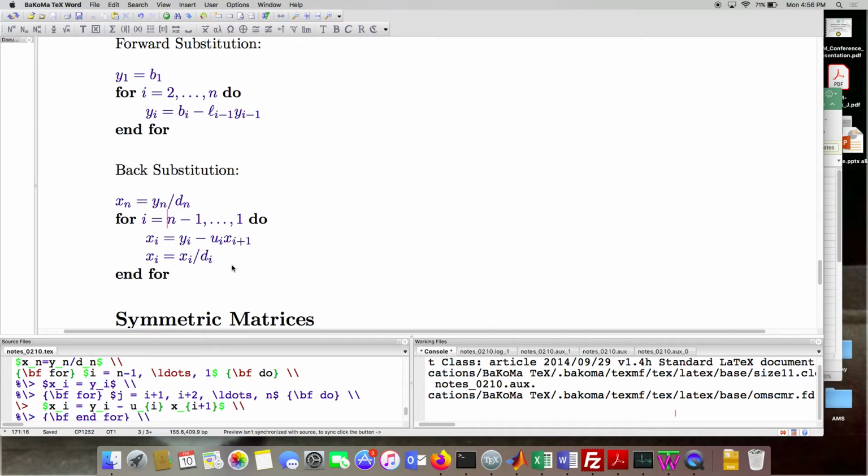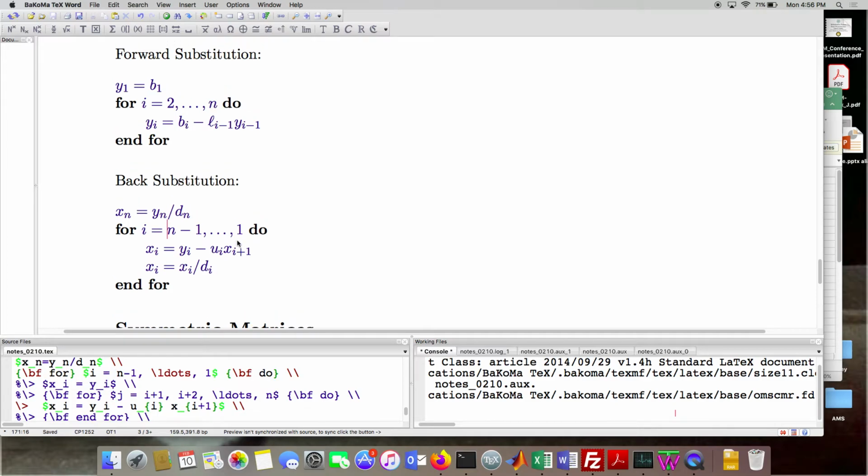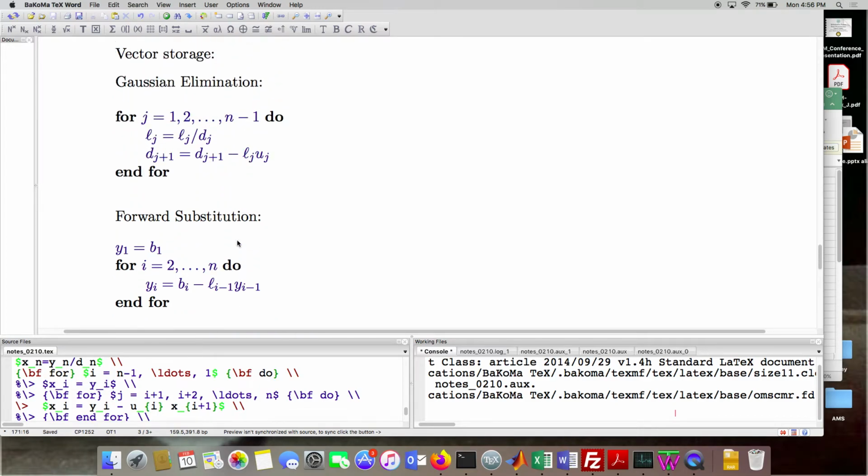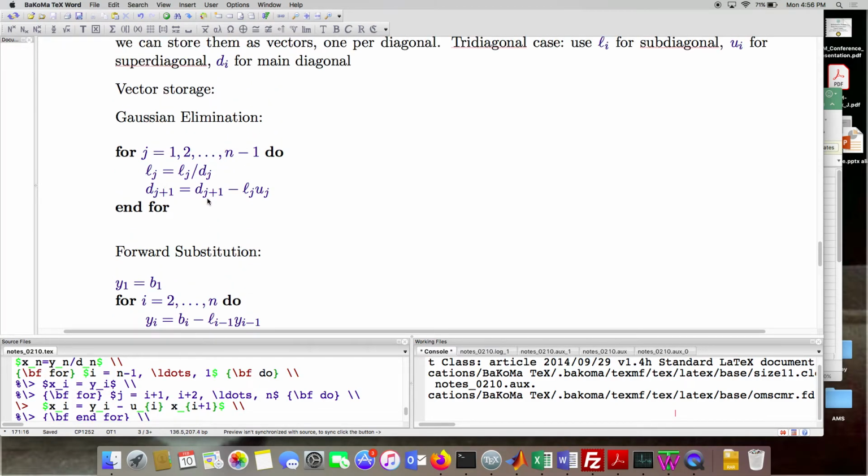So now the matrix is represented as these three vectors: one for the main diagonal, one for the super diagonal, one for the subdiagonal. So there's no need for two-dimensional array storage. Nowhere in any of these algorithms do we use two indices, just indexing into a vector. So, questions about how these algorithms were transformed from the original into what we see here?